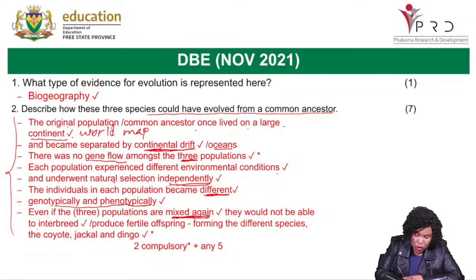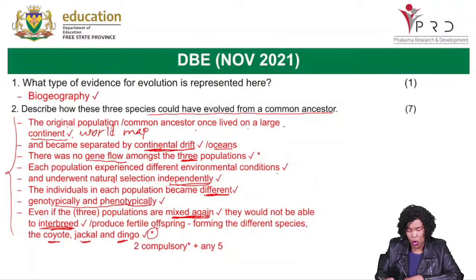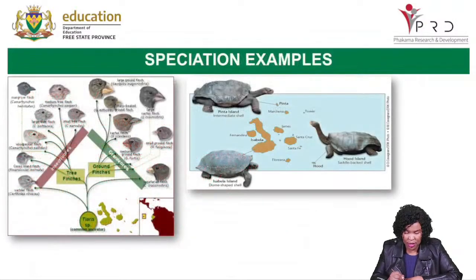They will not be able to interbreed or produce a fertile offspring, forming the different species of the coyote, the jackal, and the dingo. And here is that compulsory mark. Why are you getting the compulsory mark? Because you were explaining to us how the coyote, the jackal, and the dingo became different. So we want to see that at the end of your answer. Right, I hope now everyone understands how speciation works.